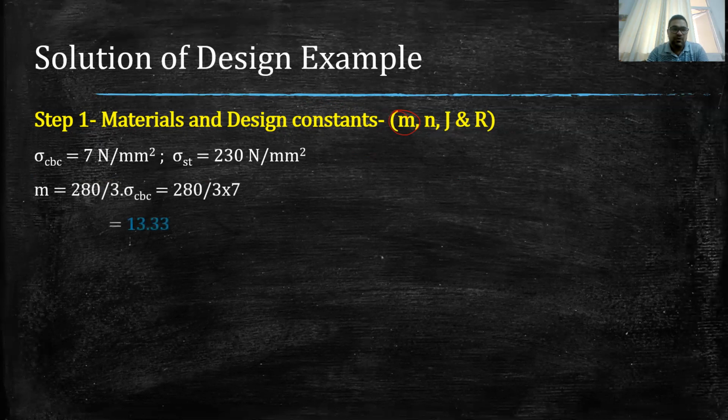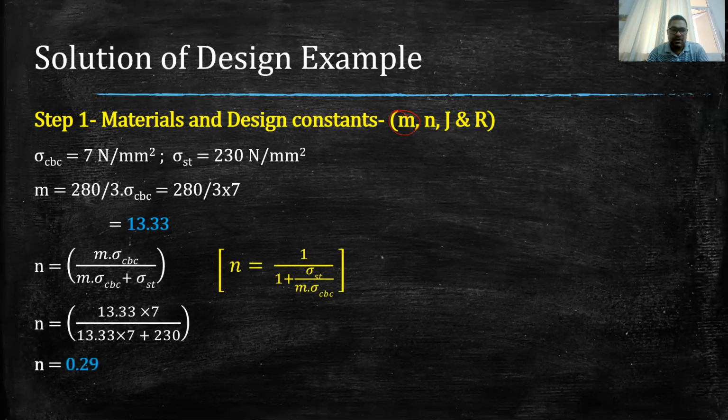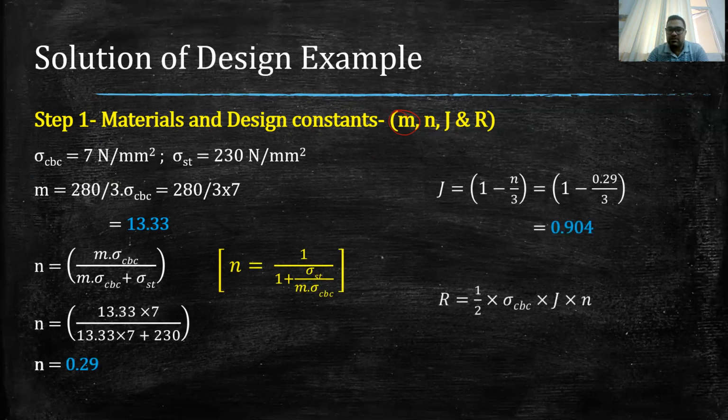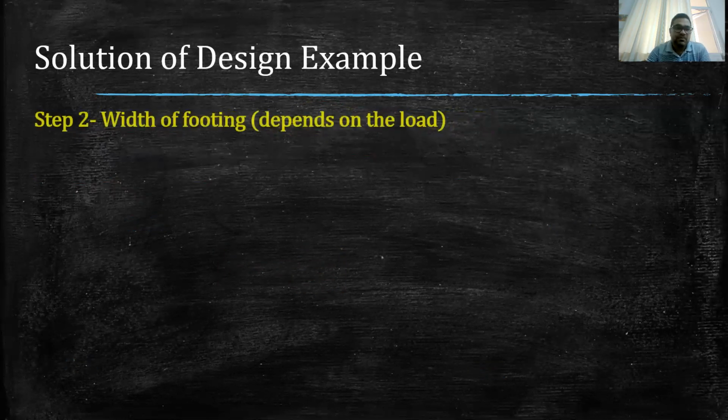And we can find out the M value, then the N value, and then we calculate the J value and the R value. So that is our first step in which we find these design constants. Now, moving to the next step. In the next step, we are supposed to find out the size of footing.